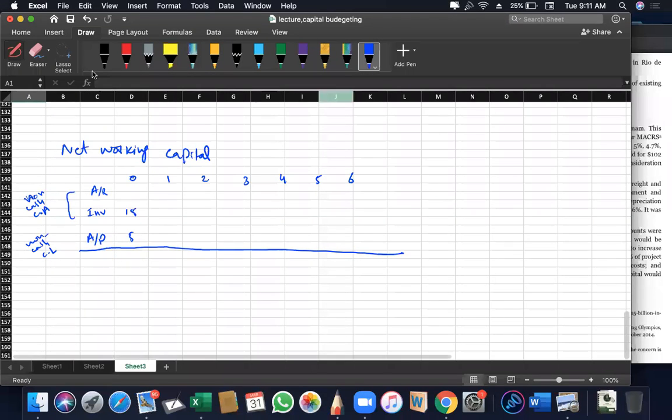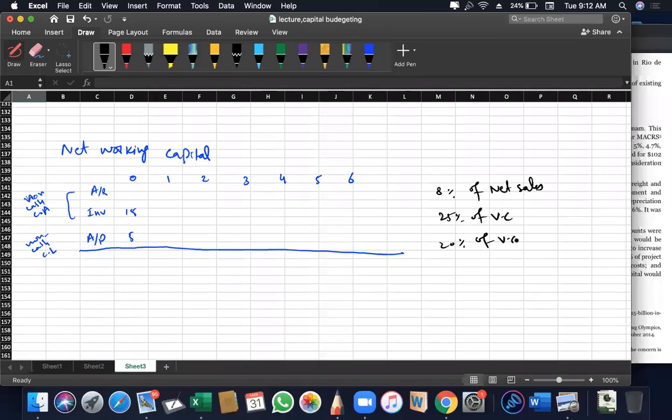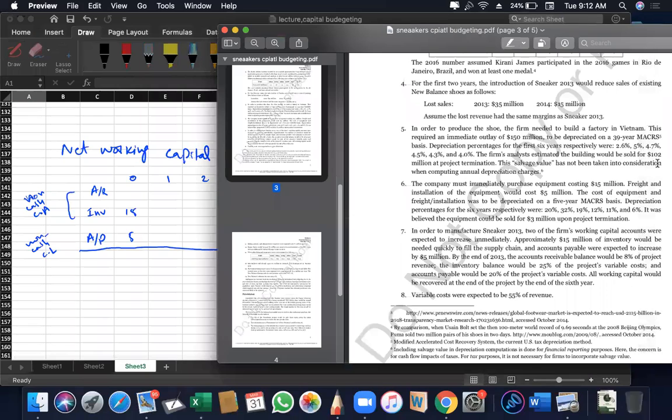And then we are given the value that account receivable will be 8% of sales, that is net sales. Inventory would be 25% of variable cost, and accounts payable will be 20% of variable cost. Now the assumption of working capital management, net working capital investment is that it will be recovered at the end of the project life.